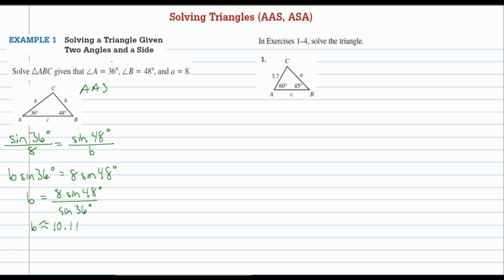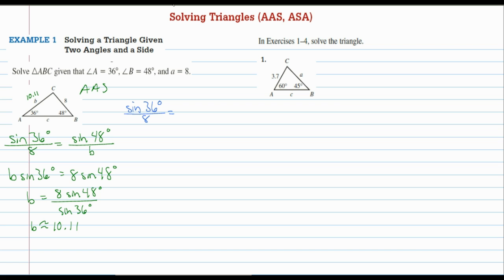Now, I technically know that side B is 10.11, but if I use 10.11 as a rounded value in my next setup, the answer that I get on this next part is going to not be as accurate. So I'm going to start again with the same exact ratio as I used before. The sine of 36 degrees over 8 equals, now I'm working to find angle C and side C, because I know angle B, side B, angle A, side A.